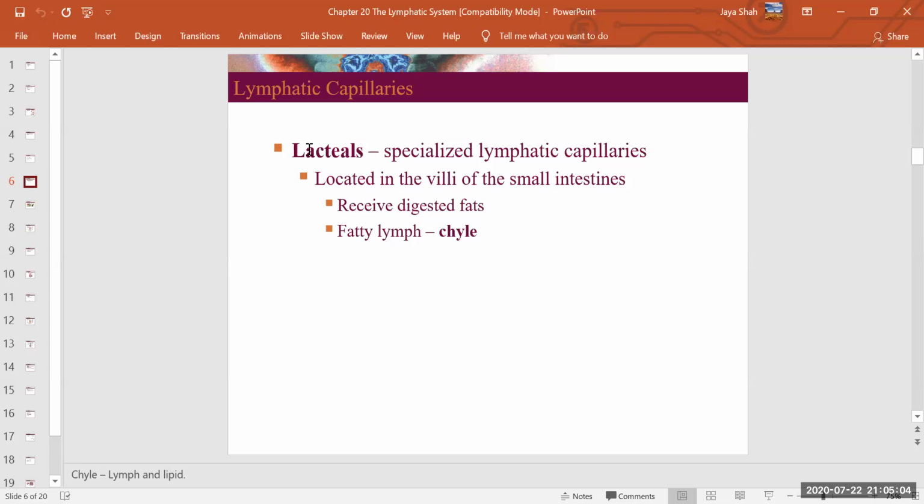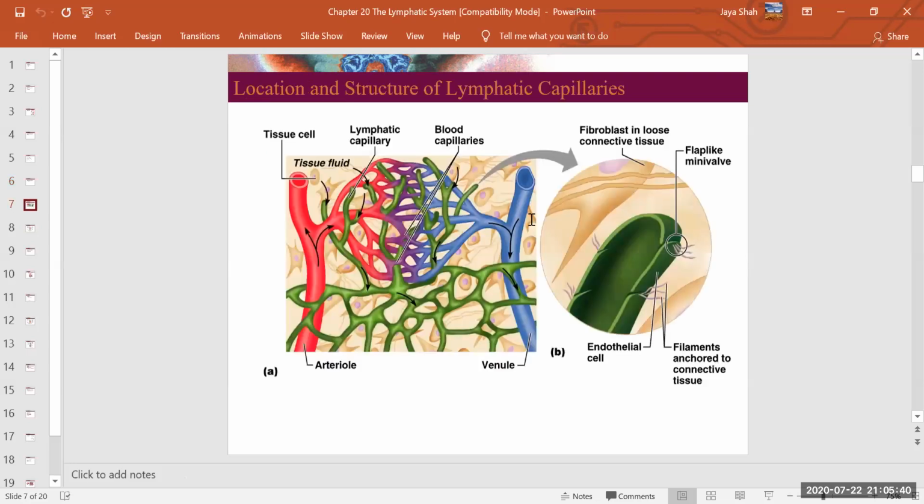And then the lymphatic vessels carry the fatty lymph, which looks whitish. And that's why we call them lacteals. So lacteals are lymphatic vessels with lymph and fat, okay? So lacteals are specialized lymphatic capillaries found in the villi of the small intestine. They receive digested fat, and that fatty lymph is called chyle. So the lymphatic vessels carrying chyle are called lacteals, okay?